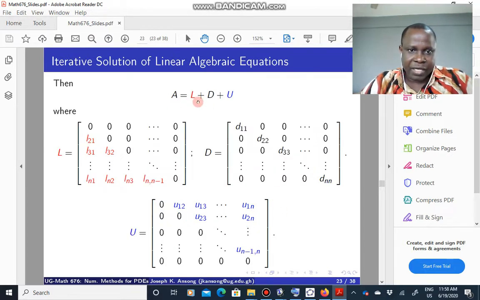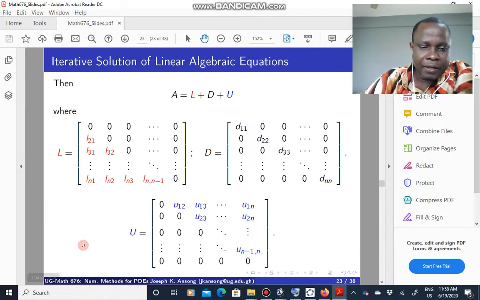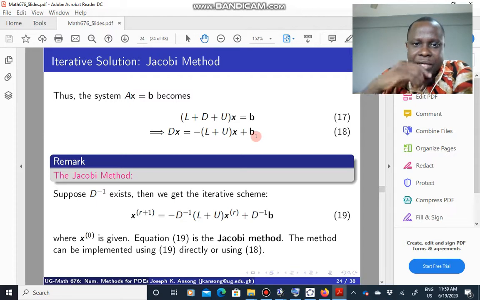So A is written as L plus D plus U. L is the lower triangular, D the diagonal, and U the upper triangular matrices. Okay, then just plug this back into the equation AX equals B, and then you get that. So you can rewrite this and leave the diagonal elements on the left hand side and the other ones on the right hand side, and then from here you can develop an iterative scheme.